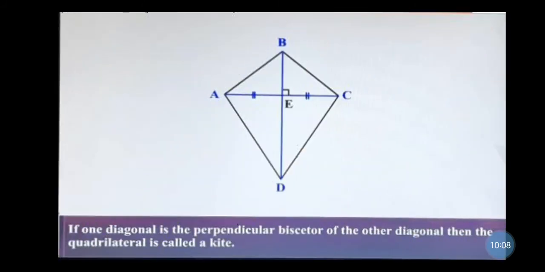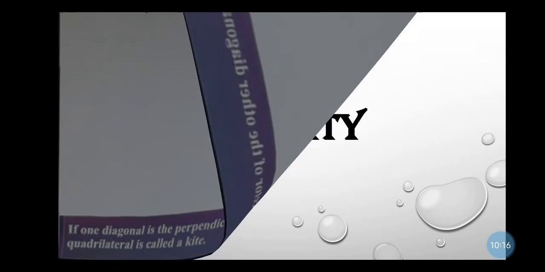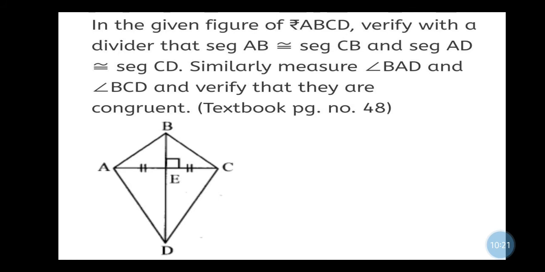The next type of quadrilateral, the last type, is the kite. If one diagonal is the perpendicular bisector of the other diagonal, then the quadrilateral is called a kite. Activity of this kite. In the figure of quadrilateral ABCD, verify with the divider that seg AB is congruent to seg CB and seg AD is congruent to seg CD. Similarly, measure angle BAD and angle BCD and verify that they are congruent. This is in your textbook, page 48.